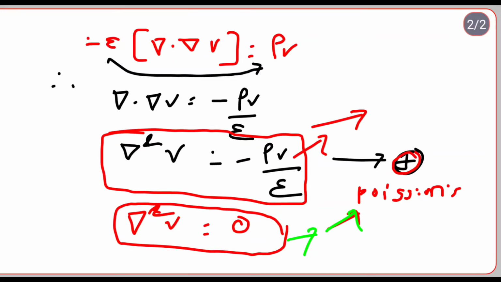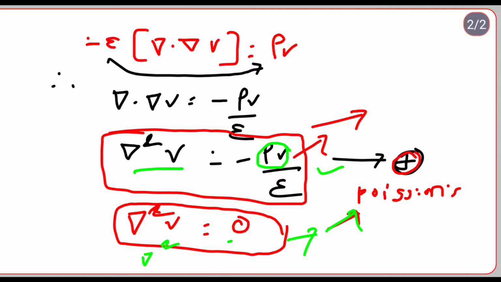If the volume charge density is 0, in Poisson's equation, the Laplacian of V, that is del square V, is known as the Laplacian of V. Del square operation is known as the Laplacian operation. Del square V is known as the Laplacian of V. Hence we can say that it is known as Laplace's equation. Del square V equal to minus rho V by epsilon is the Poisson's equation.